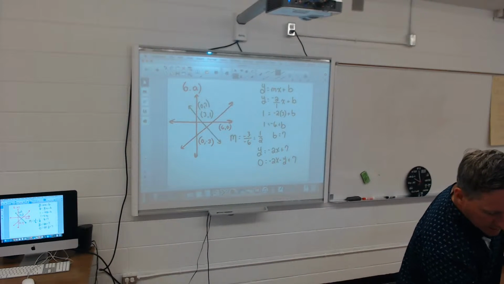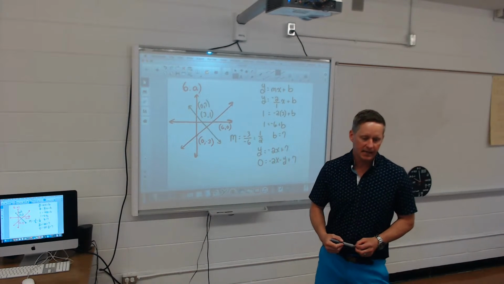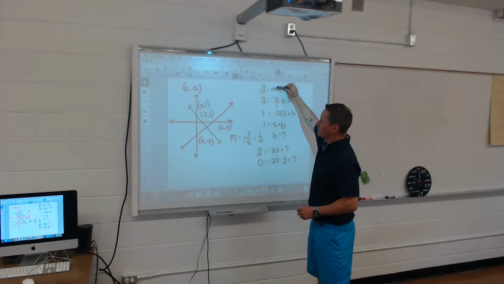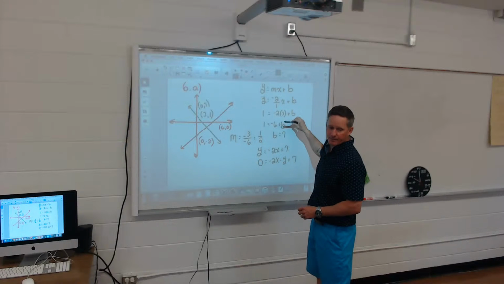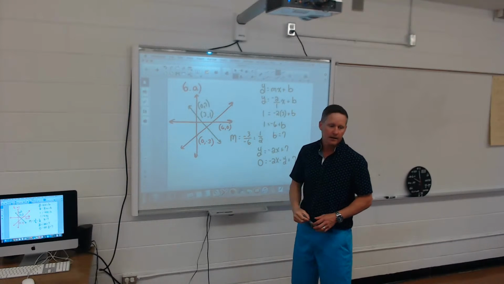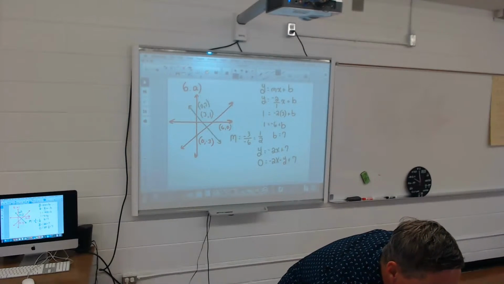Okay, so that's how I would do question 6A, 6B, and 6C. The first thing I do is write out the new equation, and then from there I plug in my x and y to get my b, after I get the slope of my original line and make it the negative reciprocal. All right.